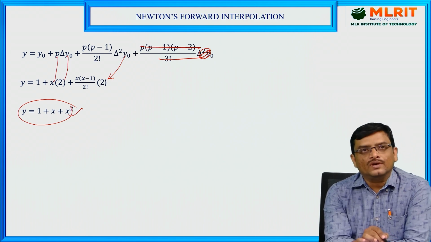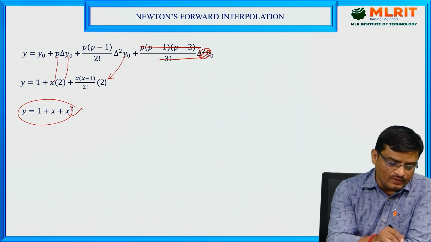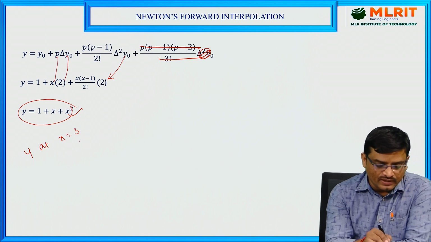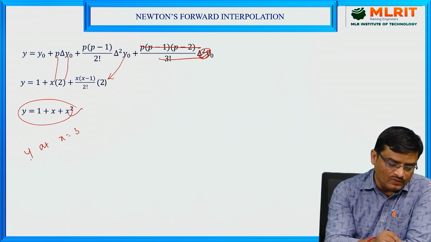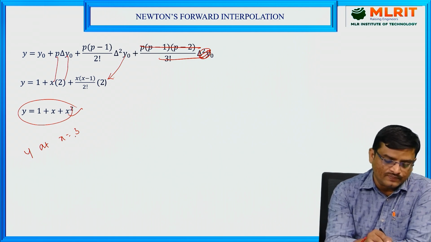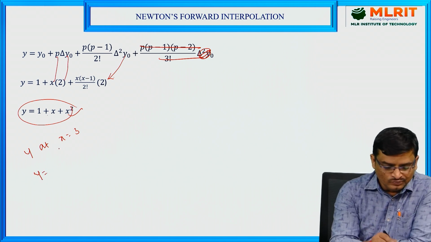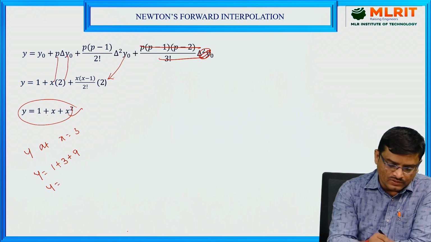So in the problem, sometimes after finding the polynomial, they ask you to find the y value at x equal to something. Suppose they have given x is equal to 3. After finding the polynomial, if they ask you to evaluate the value of y at x is equal to 3, then you substitute that x value in the polynomial, x is equal to 3. So 3 plus 3 squared, that is 9. So you will get y is equal to 13.